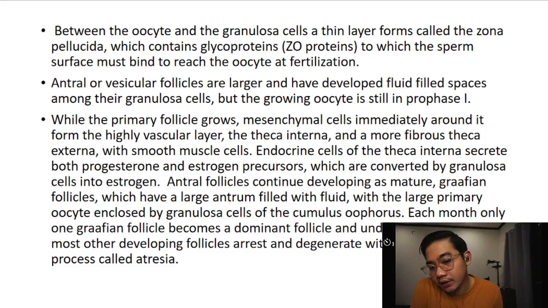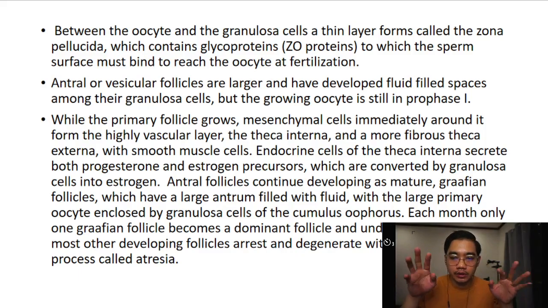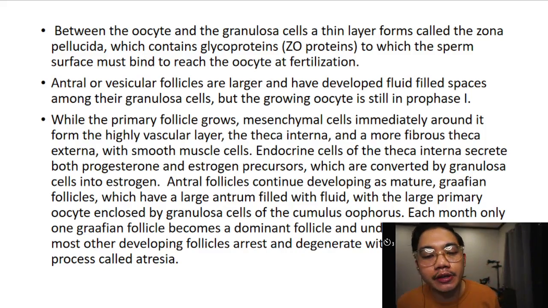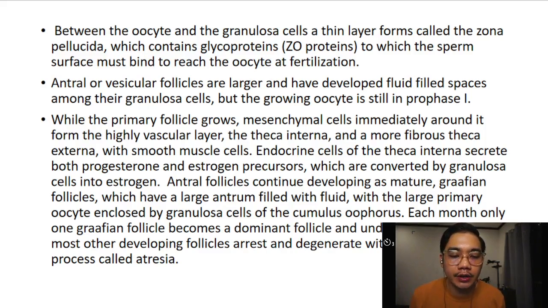While the primary follicle grows, mesenchymal cells immediately around it, mesenchymal meaning connective tissue, those spindle-like cells, form the highly vascular layer, the theca interna, and the more fibrous theca externa, with smooth muscle cells. These are important. Wherever you see smooth muscle cells, they contract. These smooth muscle cells are very important during ovulation, because they contract to expel the oocyte, your ova.